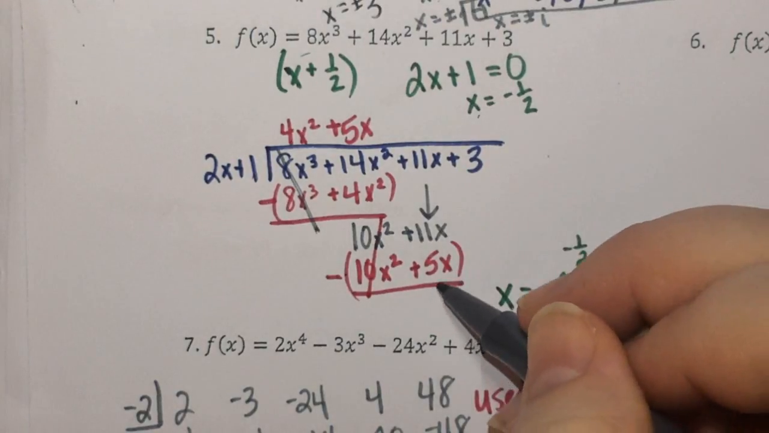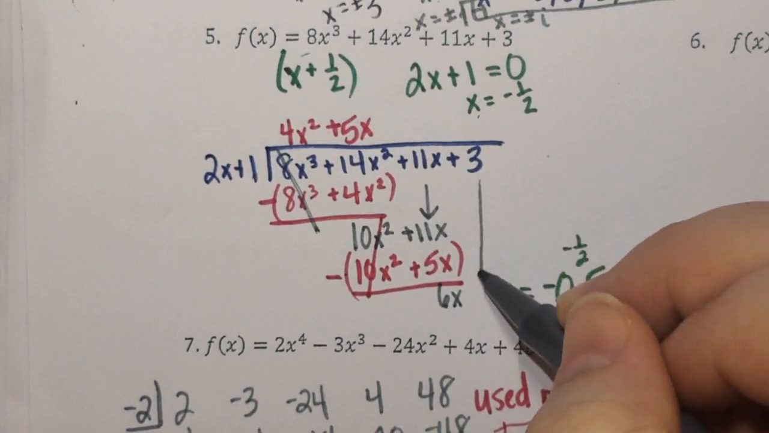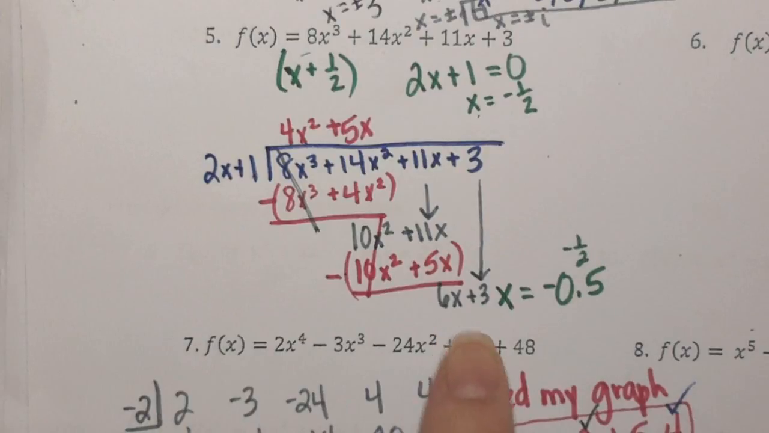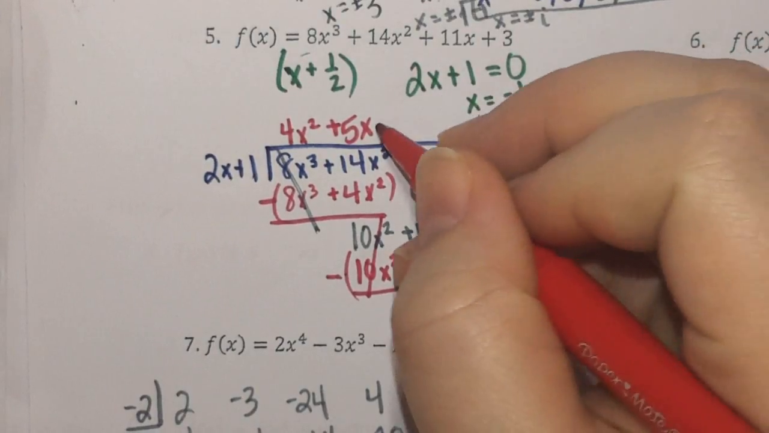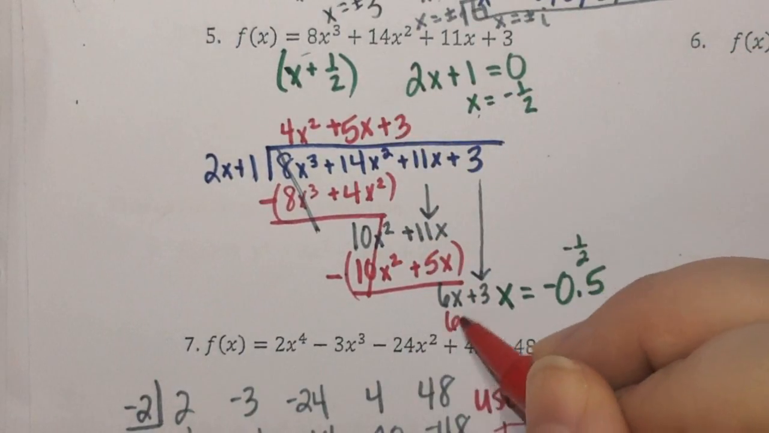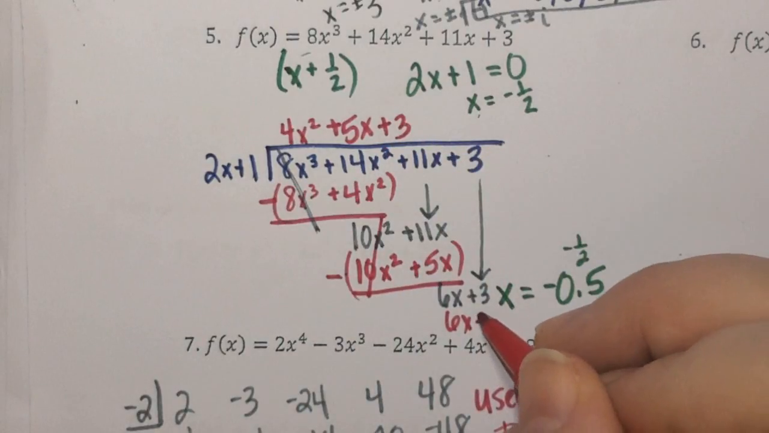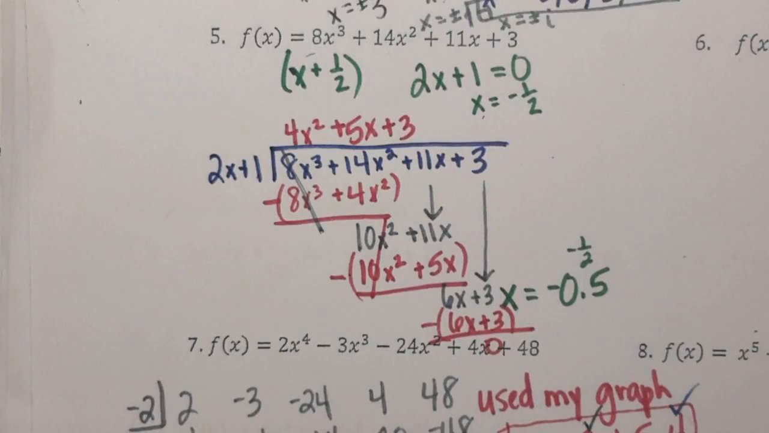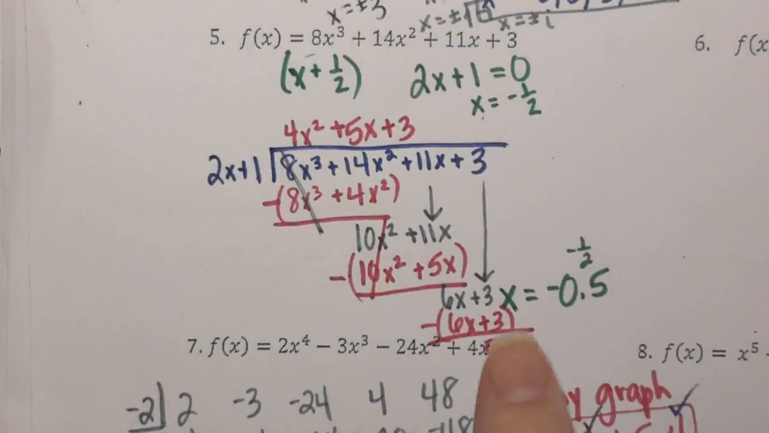11 minus 5, I get 6x. Bring down my 3. 2x to 6x, well, I've got to multiply by 3. 1 times 3 is 3. And I subtract, and I get a remainder of 0, but I was supposed to, because we already knew that negative 1/2 was one of the answers. So just like with synthetic, if you decide to go the long route, you better get a remainder of 0, or else you completely screw things up.